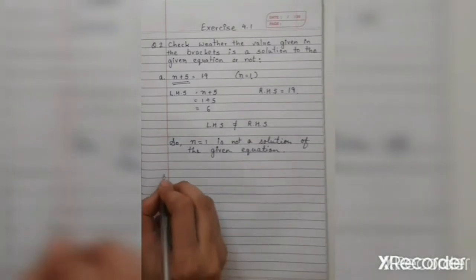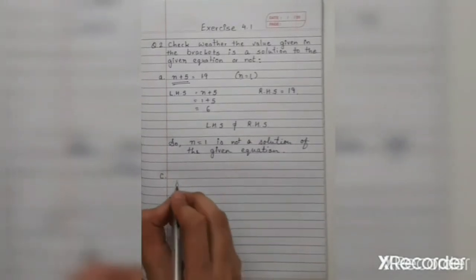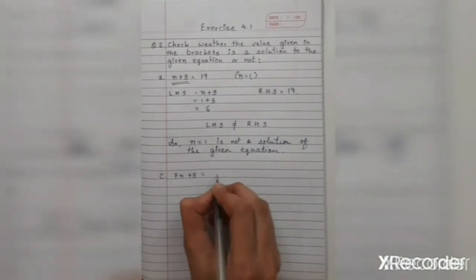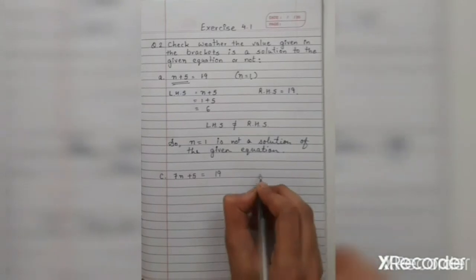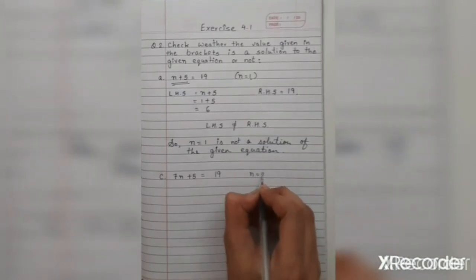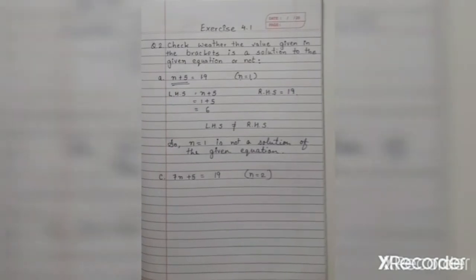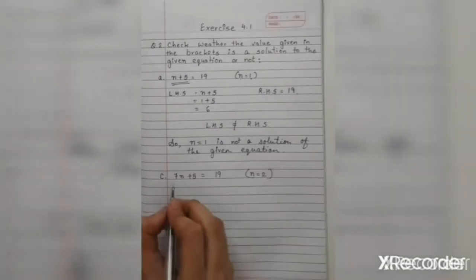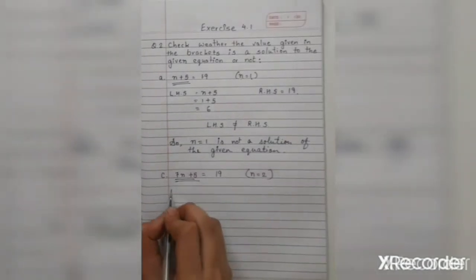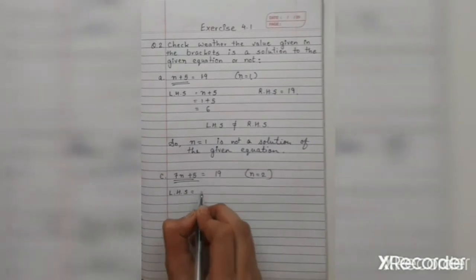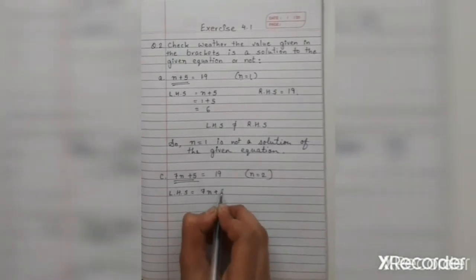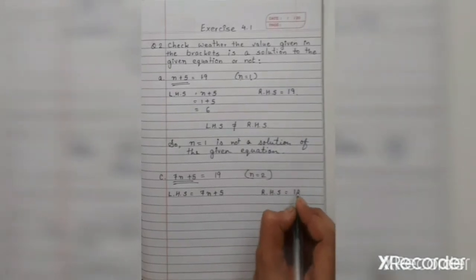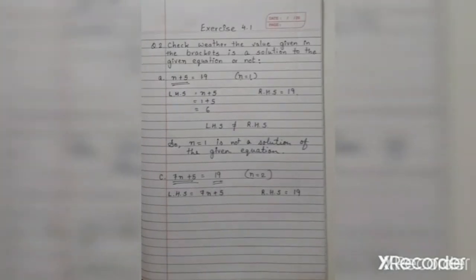Let's have another sum. Number C. 7n plus 5 equals to 19. Here value of n is 2. So we will replace n by 2. Which is our left hand side? This one. Left hand side equals to 7n plus 5. And what is right hand side? Which one is right hand side? This one. On right hand side we have 19.